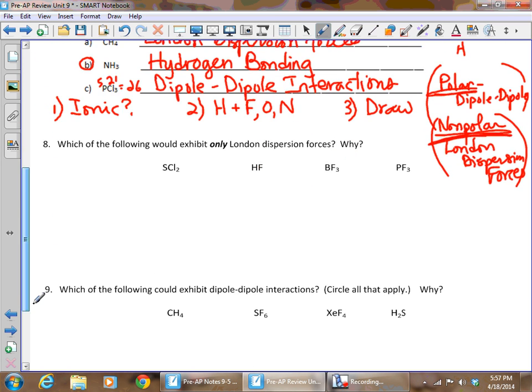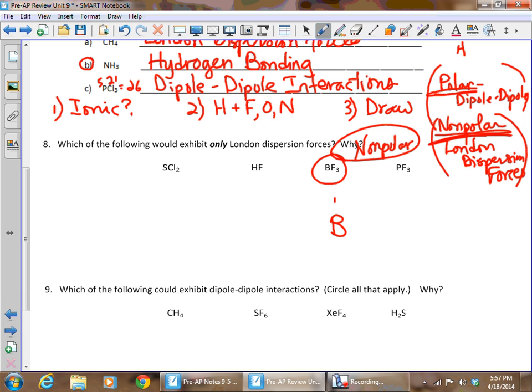Okay, the next section asks which one would exhibit only London dispersion forces. Remember, the London dispersion forces have to be nonpolar. So I can already answer the why is that it would have to be nonpolar. And if we draw these structures, you can draw all of them. I'm not going to work through all of them, but our nonpolar structure is going to be the BF3.